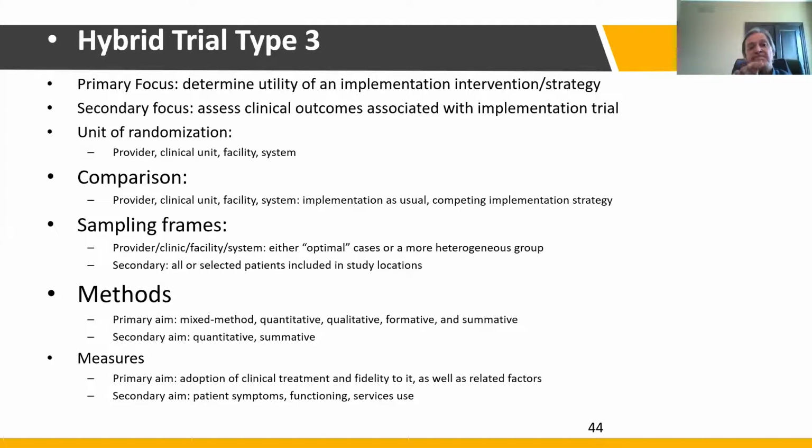In methods, it's a combination, but for primary aims, you're always going to have some quantitative, and then you still apply formative, summative, mixed method, because you have the process evaluation if you want to add it together with the primary aim. And the secondary aim is a quantitative, summative of the efficacy of the trial. Measures adoption of clinical treatment and fidelity, and secondary patient symptoms, functioning, and service use. So it's not focused so much on the effectiveness of the trial, but more on complications, unexplained issues that happen in a study.